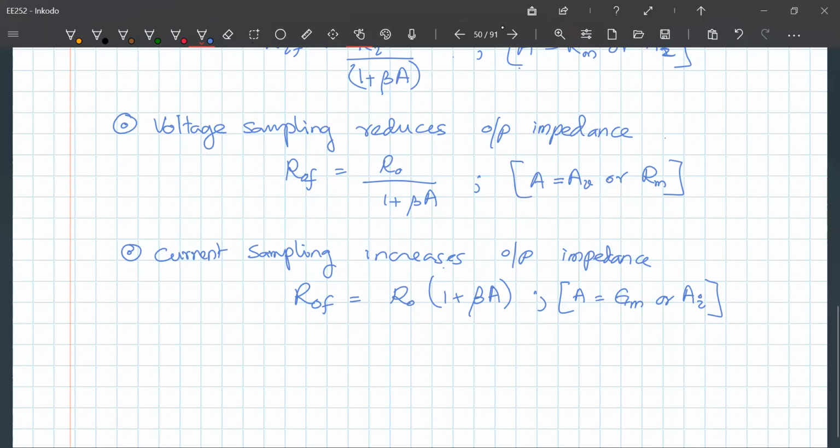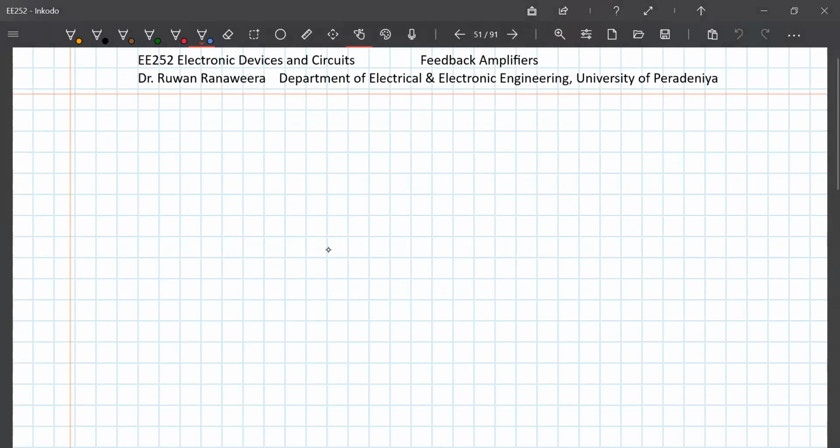Now let's analyze one of the circuits, one of the topologies in more detail, and try to derive these quantities. That's what we are going to do next. Any questions so far? Okay, all right. So let me go to the analysis then.